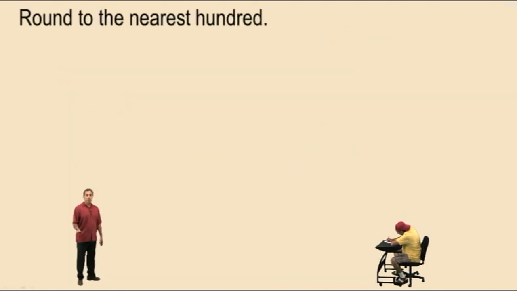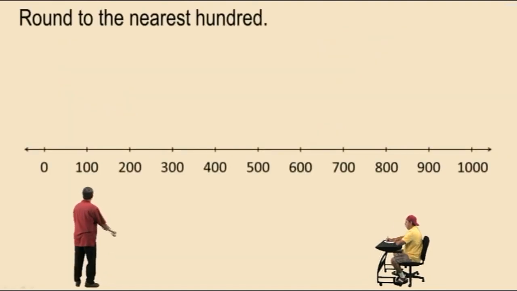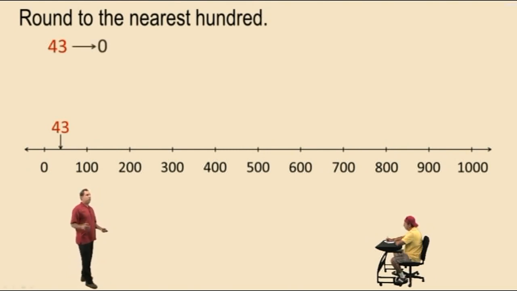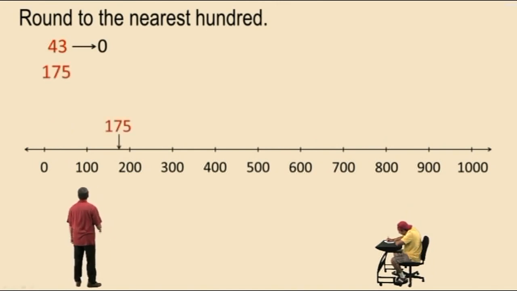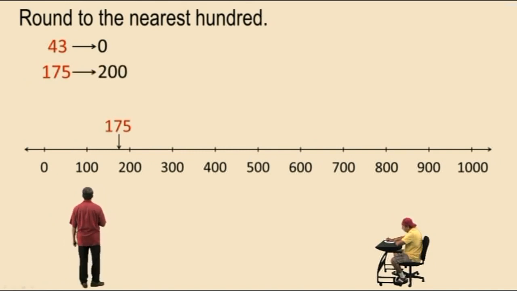Now let's round to the nearest 100. Again, let's do this on a number line. So here's a number line labeled with hundreds. Now 43 is between 0 and 100, but it's closer to 0. So 43 rounds to 0. There you go. 175 is between 100 and 200, but it's closer to 200. So 175 rounds to 200.